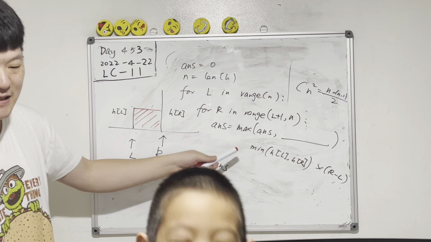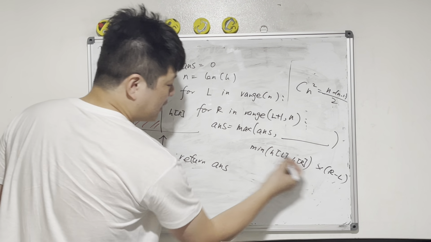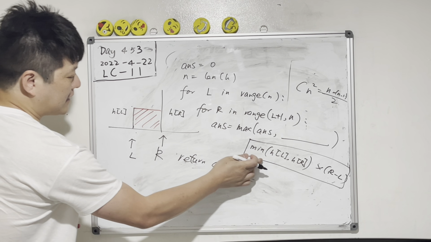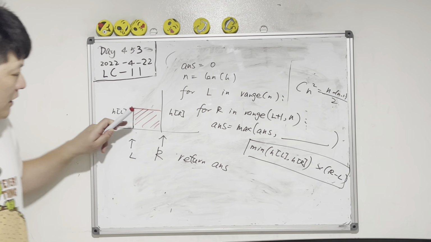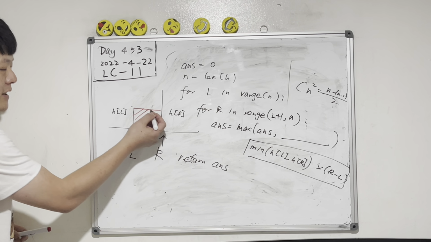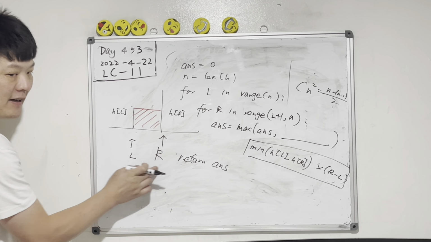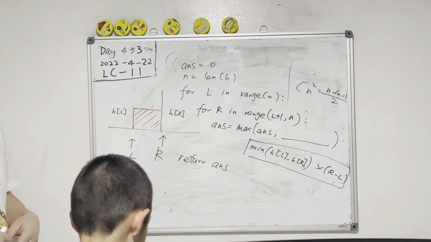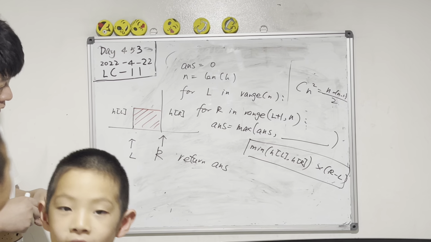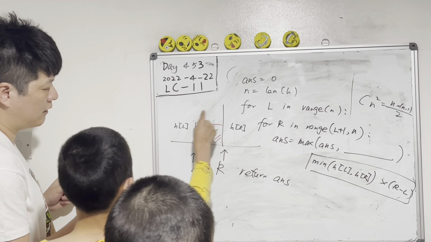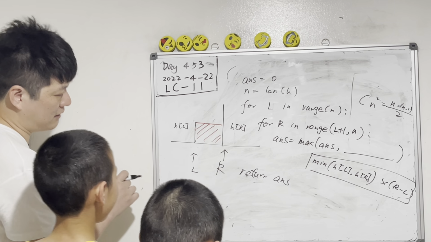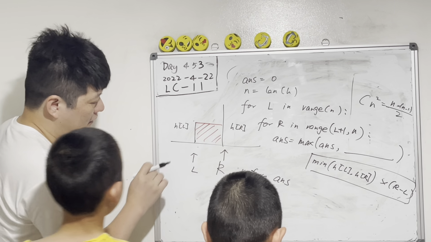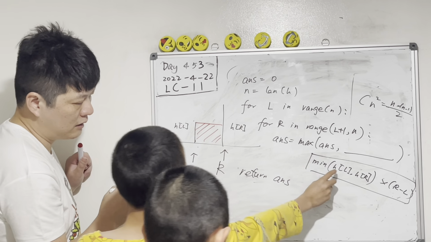So look, this is the, come on. Ryan, what you doing? So what I'm saying here is that this is the volume of the rectangle for this water, if we choose L and R, okay? So you have a min, because the smaller one is what determines the height. So this is the minimum of these two, times the length of this, which is R minus L. Well done. Ryan, you get it?